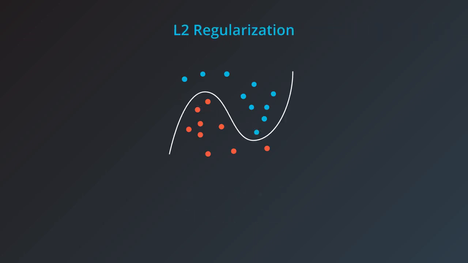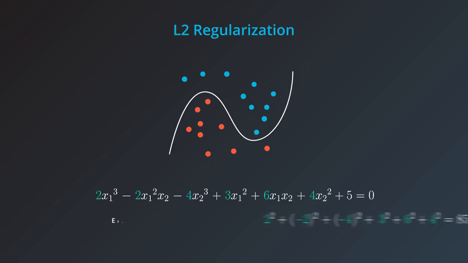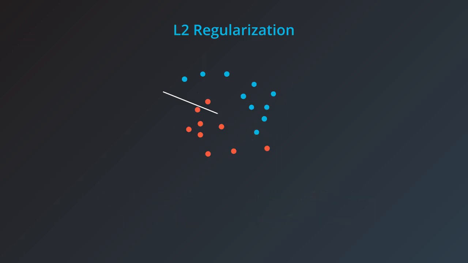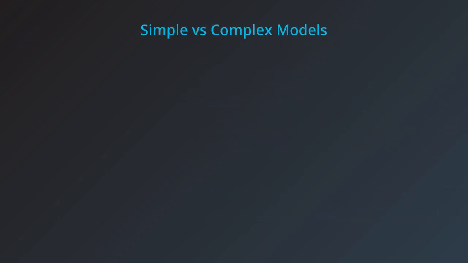L2 regularization is very similar, and what we do here is instead of adding the absolute values, we add the squares of the coefficients. So for the complicated case, we get 2 squared plus minus 2 squared, etc., which gives us 85. And for the linear case, we get 3 squared plus 4 squared, which is 25, which is much smaller than 85. So again, we see that the complex model gets punished a lot more than the simple model.